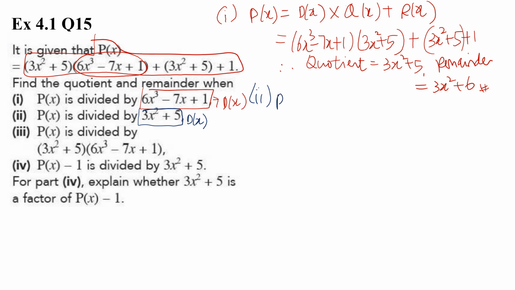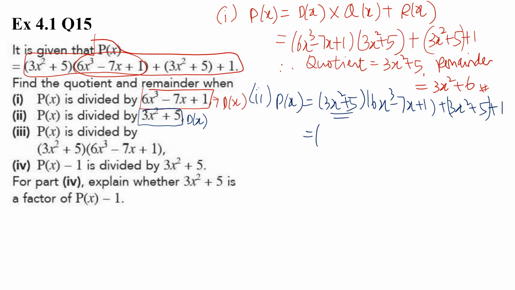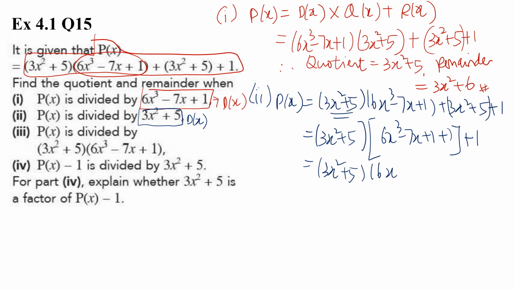Right, so let's write it down. So it becomes, this one becomes your divisor. Okay, so if this is your divisor, I think we can actually factorize this out. You get this. Right, and then simplify it. So this one is slightly more complicated than what we have done earlier on.